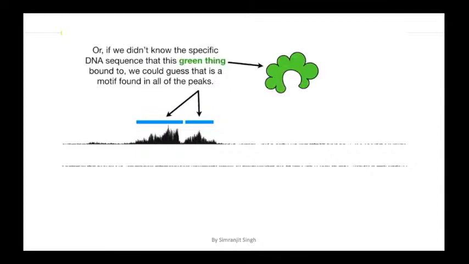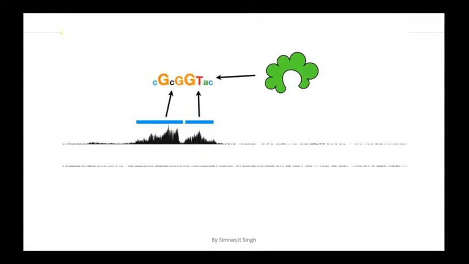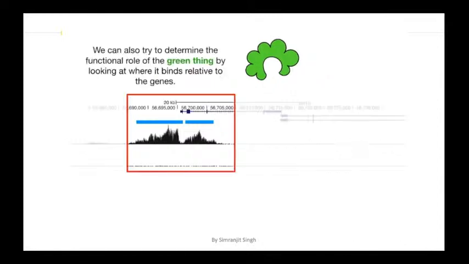Or, if we didn't know the specific DNA sequence that this green thing bound to, we could guess that it is a motif found in all of the peaks. Here's a motif found within the peaks that indicate where the green thing bound. The large letters are more frequently associated with the green thing than the little letters.